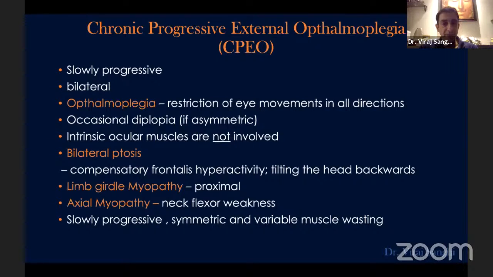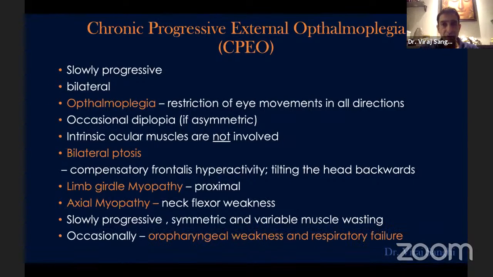A limb girdle myopathy, which is proximal muscle weakness of the upper limbs as well as lower limbs, is prominent in these patients. Typical features: getting up from the floor is difficult, a waddling gait may be seen, and there is difficulty in raising their arms above the shoulders. They'll also have an axial myopathy. Neck flexor weakness can be quite common. Some patients may even have neck extensor muscle weakness. So both flexors and extensors may be involved, but more commonly the flexors are involved. And keep in mind that these are very slowly progressive disorders. They're symmetric, as I said, and you may see variable muscle wasting.